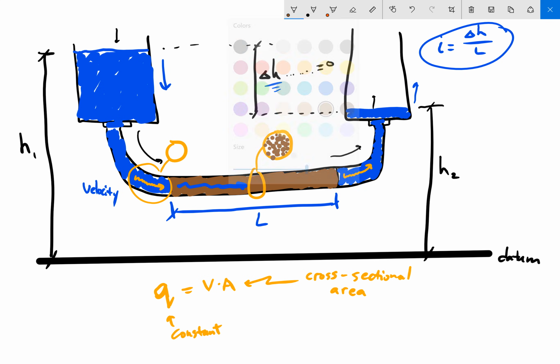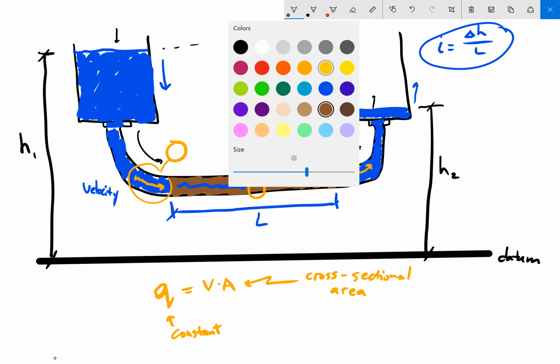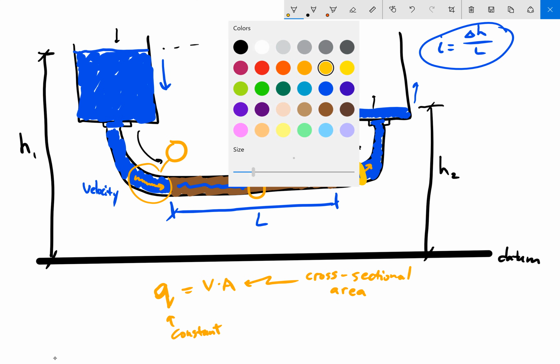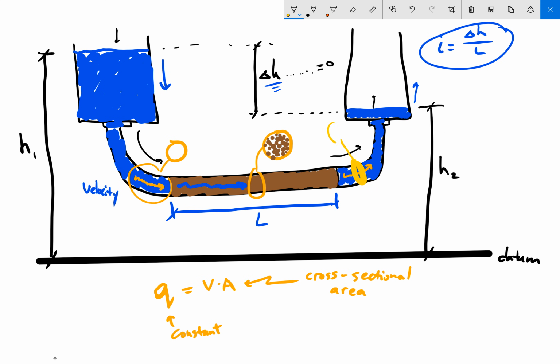And then if I go back to maybe this section over here, whoops, that's too thick, then the cross-section of that pipe is going to be wide open. So my area is changing. But if flow is constant, then that means that my velocity has to change too.